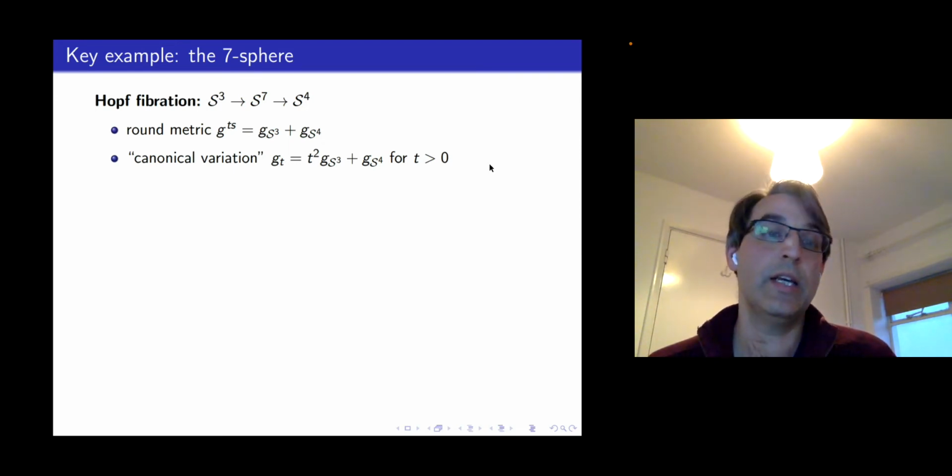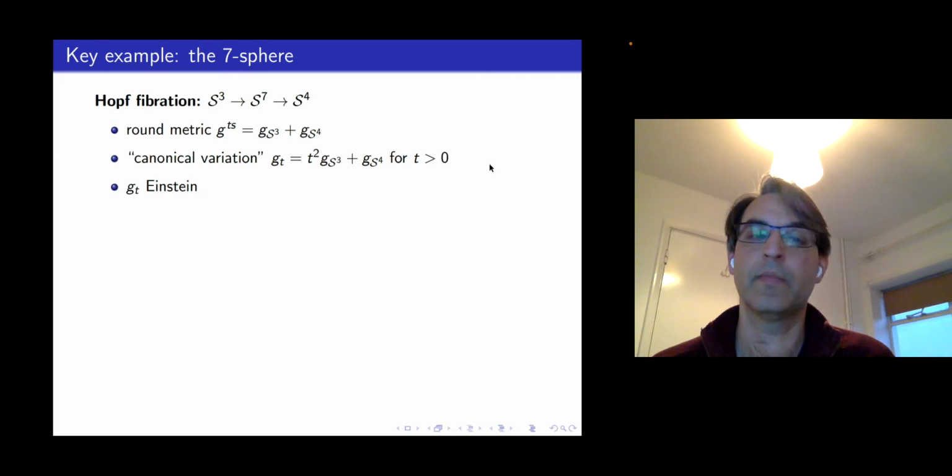And we can ask, is the round metric the only special element in this one-parameter family? What we mean by special is, when is this metric Einstein? That is, when is the Ricci curvature of this metric a multiple of the metric? And of course, by a multiple, I mean a constant multiple.